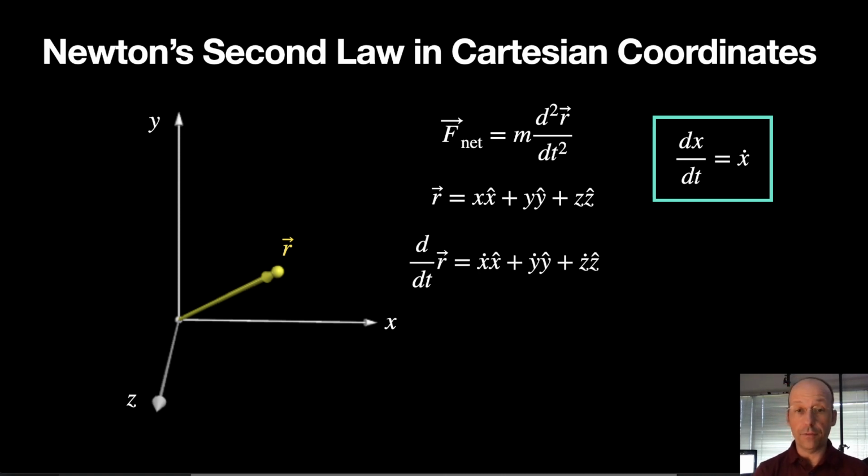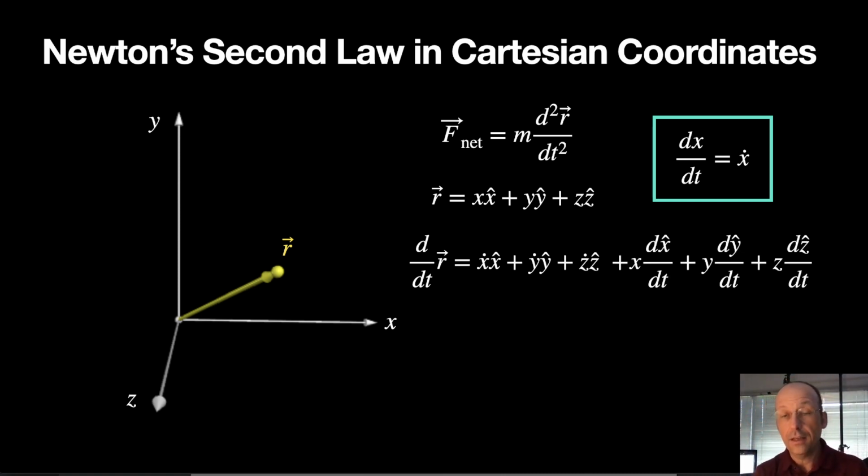Okay, so let's take the derivative. If I take the derivative of the position vector r with respect to time, I get the derivative of x with respect to time times x hat, which is x dot, plus y dot plus z dot. I don't think that's that bad, right? But we have a product rule. We have x times x hat. So I actually have to take the derivative of x times x hat, which I did, and then I have to take x times the derivative of x hat, and so I get these other parts of the derivative there.